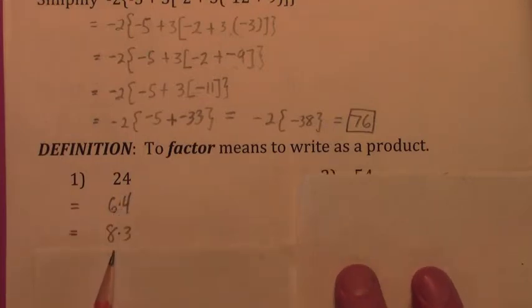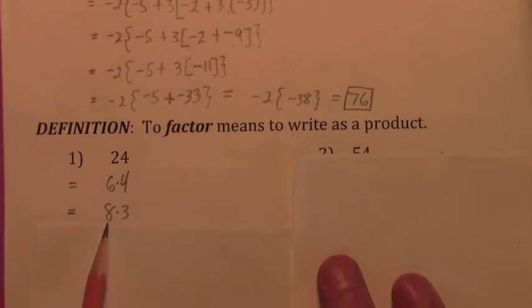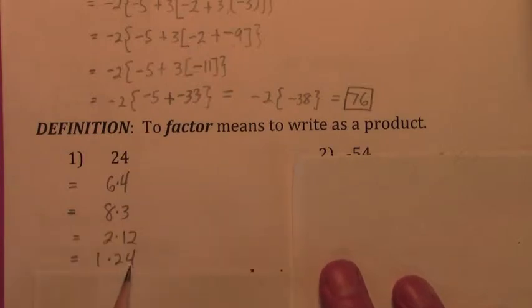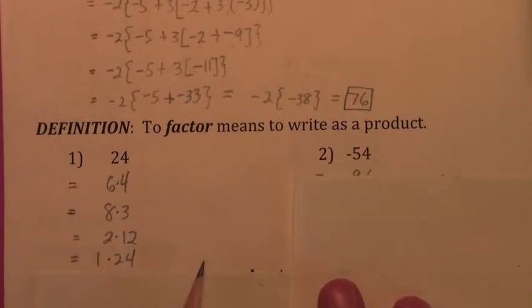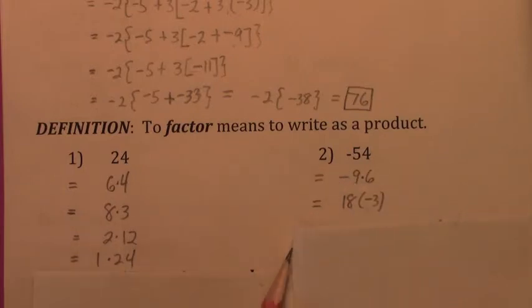There's lots of ways to do it. Couldn't you write 24 as the product of the factors 8 times 3, or 2 times 12, or even, if you're lazy, 1 times 24, right? For negative 54, if you want to factor this, it means write it as a product, there's lots of ways to do it. Negative 9 times 6, 18 times negative 3, negative 27 times 2, there's lots of ways. Negative 1 times 54.